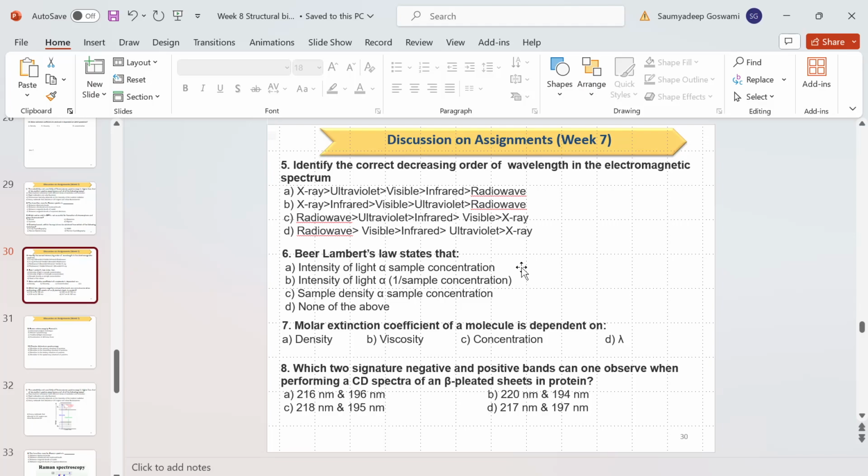I thought many of you may have doubts in these questions, mainly the fifth question and the eighth question. The fifth question is wrong. The options are wrong because they asked for the correct decreasing order of wavelength. Option A, which is given as the correct answer, has greater than signs that are wrong, because X-ray does not have a greater wavelength than ultraviolet. It should be less than, but again that would be an increasing order. So the correct answer will be radio wave greater than infrared, greater than visible, greater than ultraviolet, greater than X-ray. That is the reverse of it.